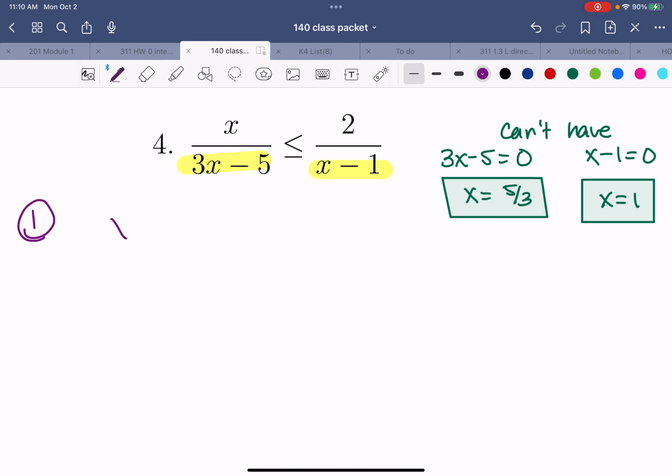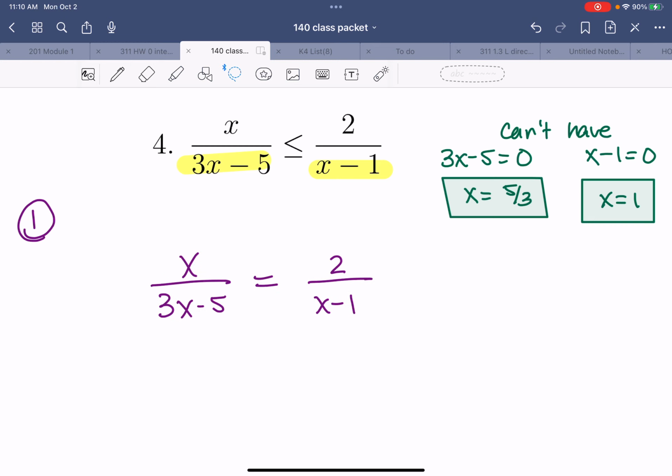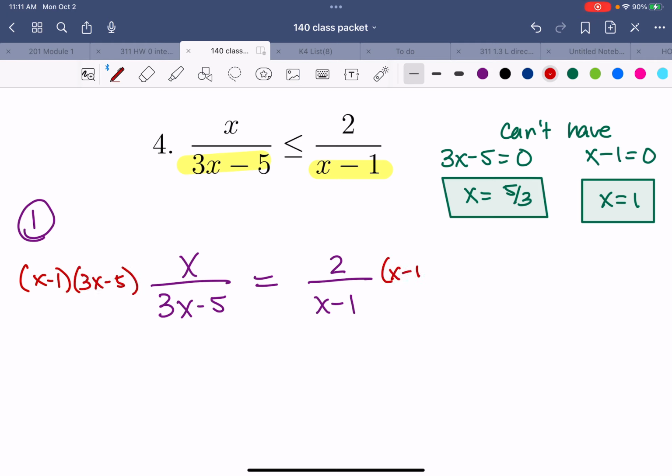Part 1, we take that inequality and we're going to solve its equation version. So same exact thing, only switch out my less than or equal to for just a regular old equal sign. Then we can go ahead and solve this, and we do that by multiplying by both denominators. So this we're going to multiply by x minus 1 and 3x minus 5 on both sides.